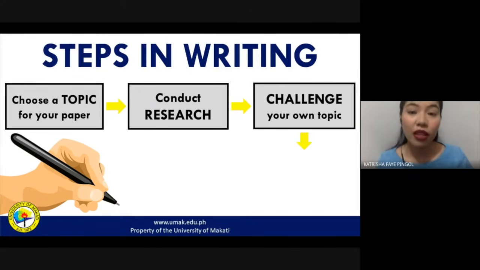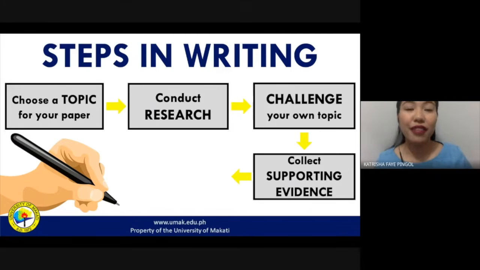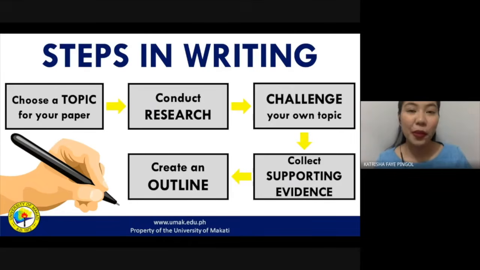It's very important that you anticipate questions that may be coming from people who would disagree with your own stand, with your own viewpoint. In that way, considering their own position or their own beliefs would enable you to prepare your arguments in a better manner. After which, it's best that you now collect supporting evidence, evidence that would support your stand, evidence that would support your viewpoint. The last step, of course, in writing a position paper is creating an outline.